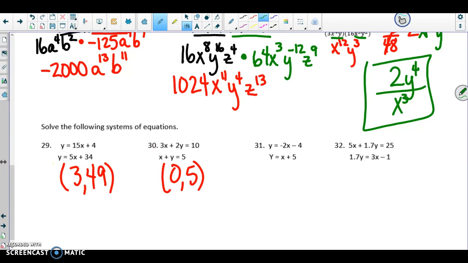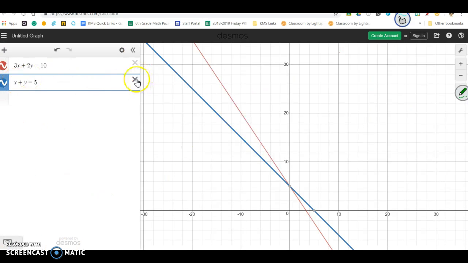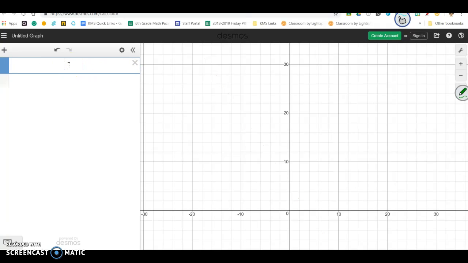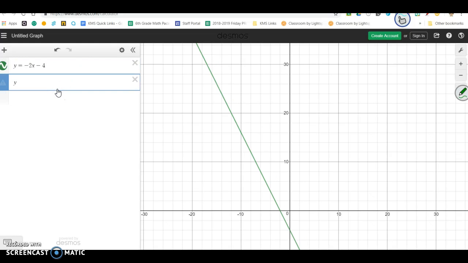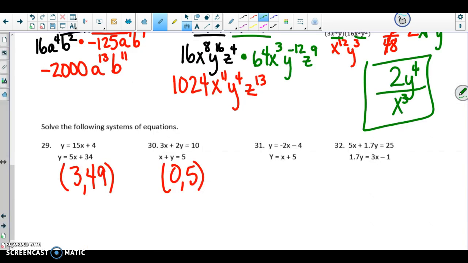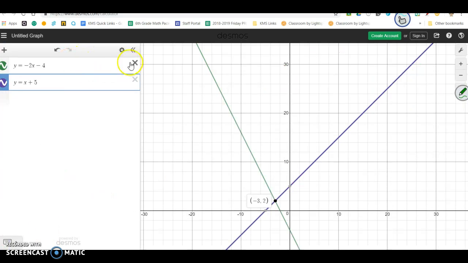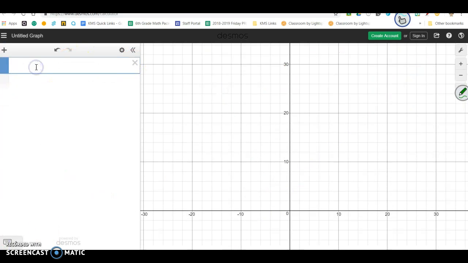The third one, we have y equals negative 2x minus 4, and y equals x plus 5. Ooh, and it looks like it's right there. That's good. Negative 3, 2 is going to be our answer for that one. Negative 3, 2. And then finally, we have another one here. It looks like it has some decimals, but that's okay. We have Desmos that will work with us on that.